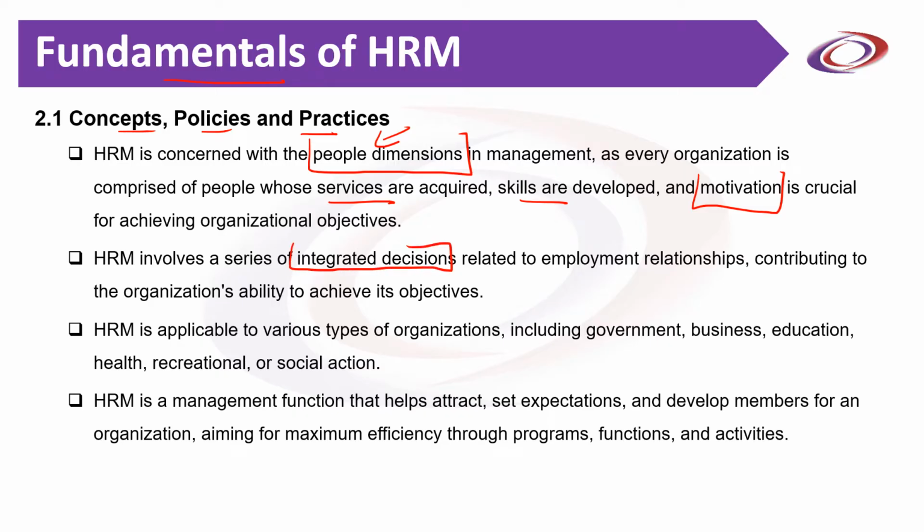These decisions are related to the employment relationship: what process is to be followed to recruit the correct type of talent for every position, and how it can contribute to the organization's ability to achieve its objectives. Now, HRM is not just applicable to the corporate world, but to various types of organizations. They can be government, business, education, health, recreational or social action. So any type of organization definitely requires human resource management. It needs to manage its employees in the best way possible so that the goals can be achieved.